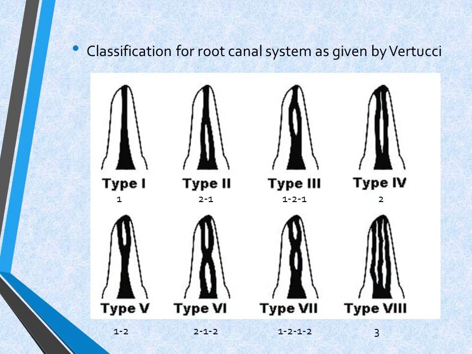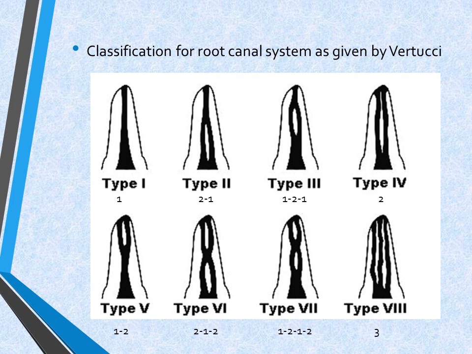There was a very famous dentist called Vertucci, who actually categorized it into 8 different types. So I have written down the coding also for easier understanding. Type 1 corresponds to the same as the one given by Weine, where you have one orifice and one exit. Type 2 is where you have two orifices and the root canals converge and you have one single exit. Type 3 is where you have one orifice, it splits into two canals in the middle, and then again it merges back into one at the apex. So it is a 1-2-1 combination.